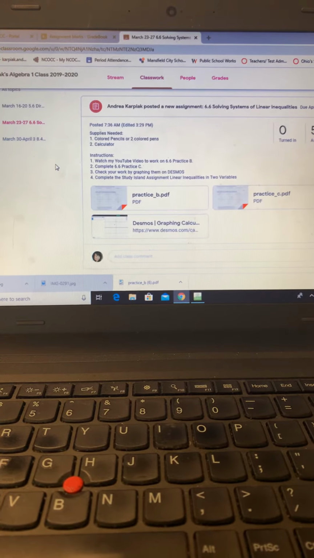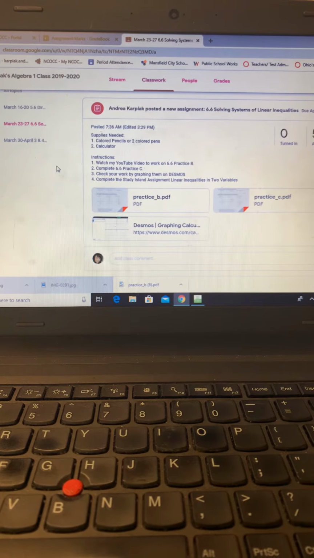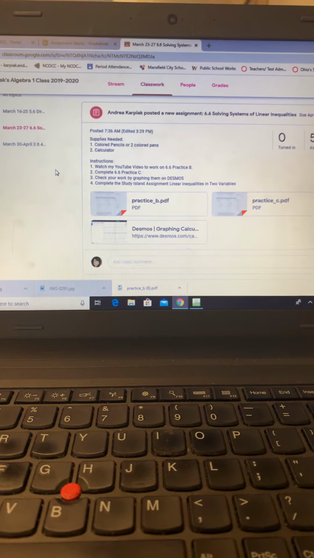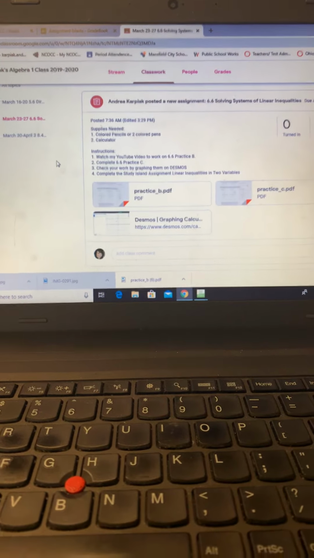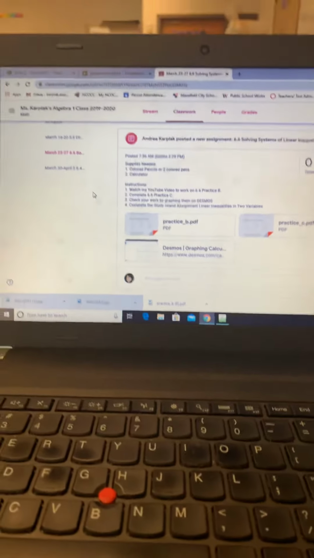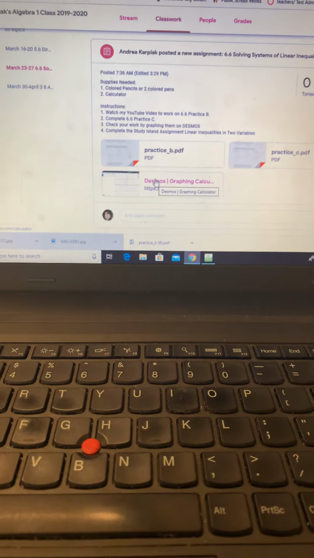Hey, so this is part 2 to 6.6 solving systems of linear inequalities. If you guys are on your Google Classroom, notice I put a link here to get right onto DESMOS, the graphing calculator.